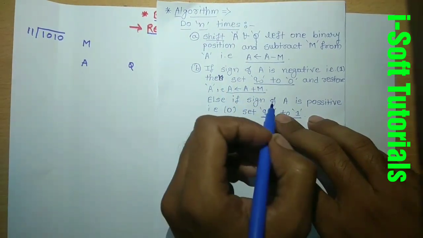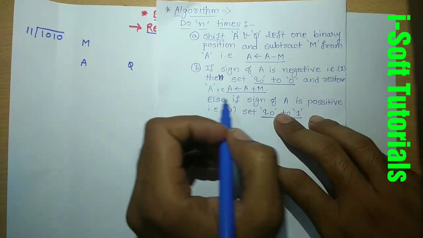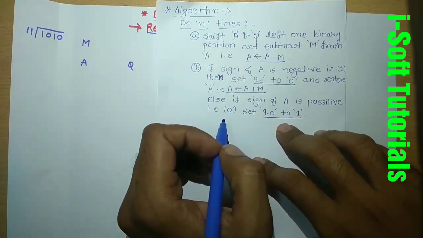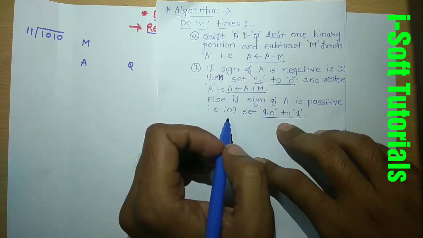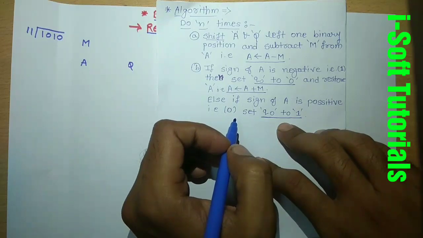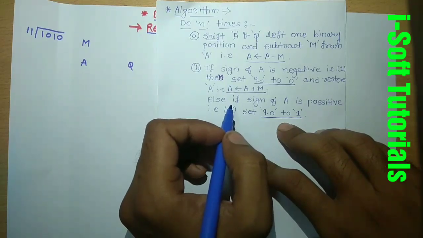Else if the sign of A is positive, that is, the sign bit is 0, then simply set Q0 to 1. We will not perform any operation of subtraction or addition. So we will use this algorithm.